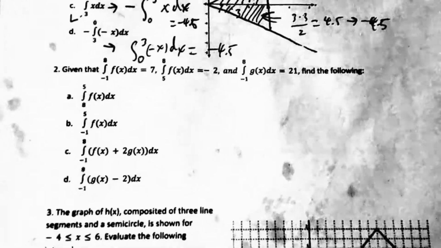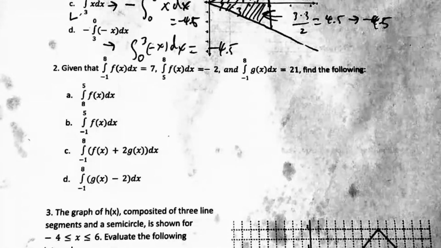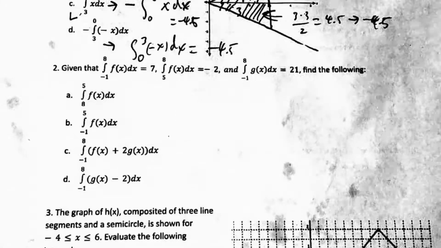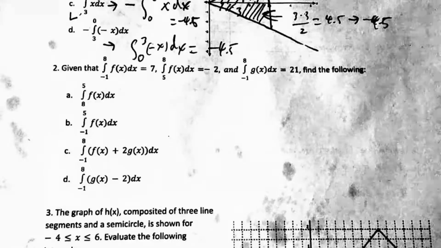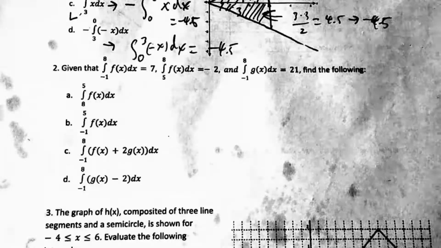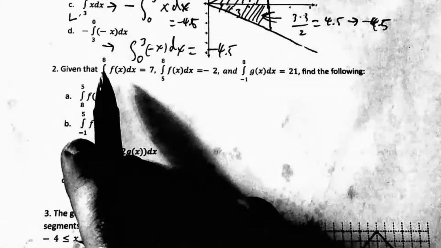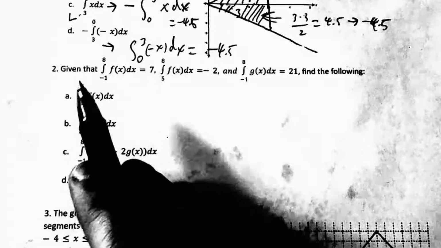Number 2. Given that the integral from negative 1 to 8 of f of x dx is 7, the integral from 5 to 8 of f of x dx is negative 2, and the integral from negative 1 to 8 of g of x dx is 21, find the following. So our first one here is 8 to 5. Now, okay, that doesn't really help me here. Oh, this does look very similar. This is 5 to 8, but I want 8 to 5.